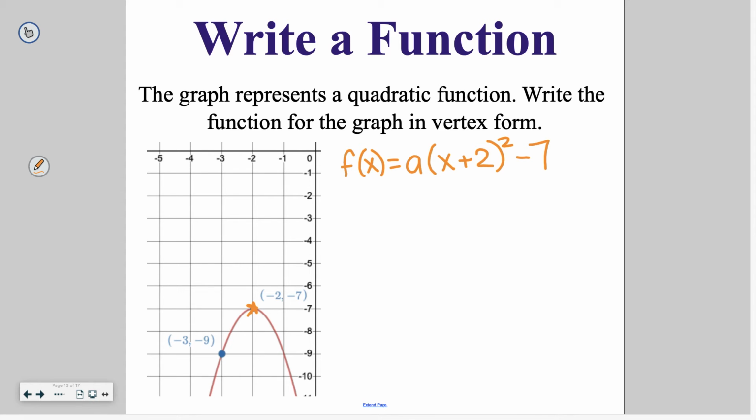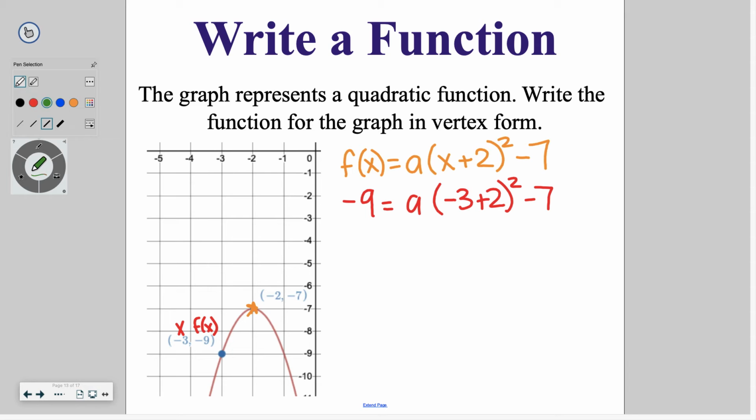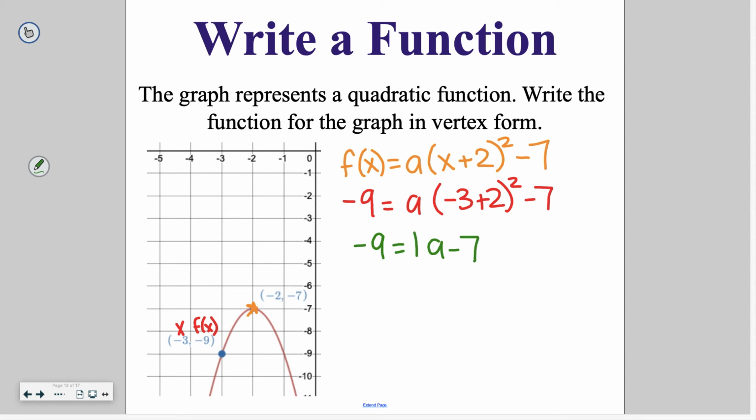Now, in order to figure out the a value, we are going to plug in -3 as x and -9 as f of x. So I'm going to say -9 equals a times -3 plus 2 squared minus 7. Solve this part in parentheses. So -3 plus 2 is -1. Squared is 1. So I've got -9 is equal to 1a minus 7.